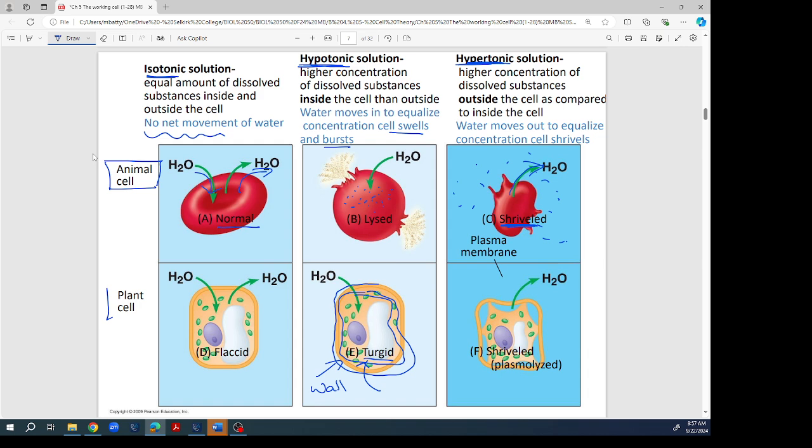For the plant cell, again, it has both the cell wall and the plasma membrane. So when the water comes out, the plasma membrane can shrink away from that cell wall and still have that structure, that cellulose in the cell wall, but the plasma membrane does shrink away, which is equivalent to that shriveled. The fancy word for this is plasmolyzed, or it does say shriveled. They mean the same thing.